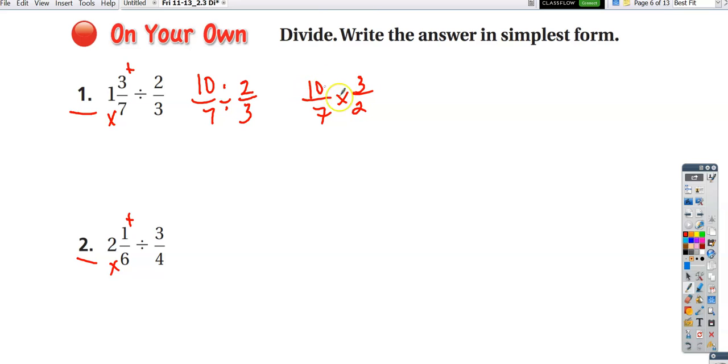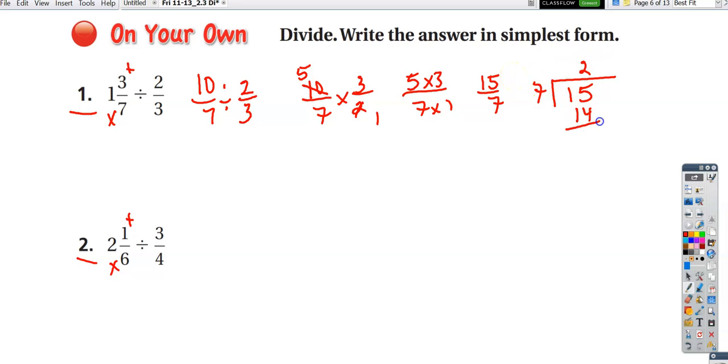I see a 2 and a 10. They're both divisible by 2. I end up with 5 times 3 over 7 times 1, which equals 15 sevenths. That is an improper fraction. I am going to change it back into a mixed number by dividing. That fraction bar means divide. 7 goes into 15 twice. I have 1 left over. I have 1 piece left over, and it was cut into sevenths. So I have 2 and 1 seventh.